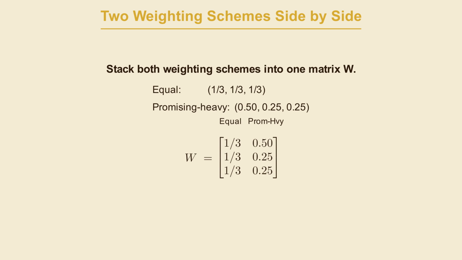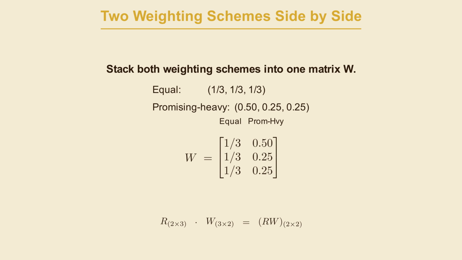Here W is going to have two columns, and the first column is the equal weighted vector, so 1/3, 1/3, 1/3, and the second column is the new vector, so 0.5, 0.25, and then 0.25. So W is a 3 by 2. Now we can compute R times W. R is a 2 by 3 and W is a 3 by 2. So the inner dimensions match.